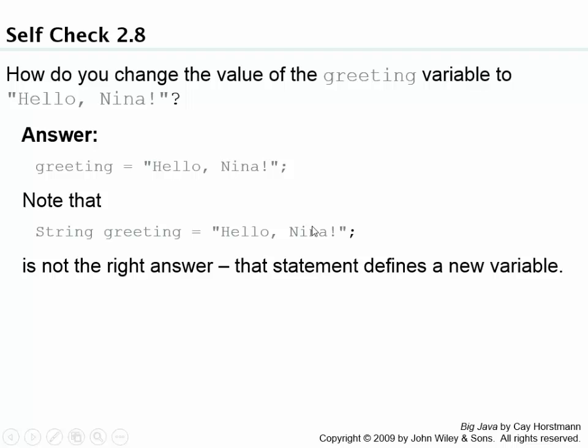Note we didn't say this because that defines a new variable called greeting, and if you already have it, this will blow up. It says greeting already exists, you've already declared it. I don't need its data type again. I already know what it is, the compiler says. So this is how you change it, assuming that greeting already exists. And it must, because you're changing it.